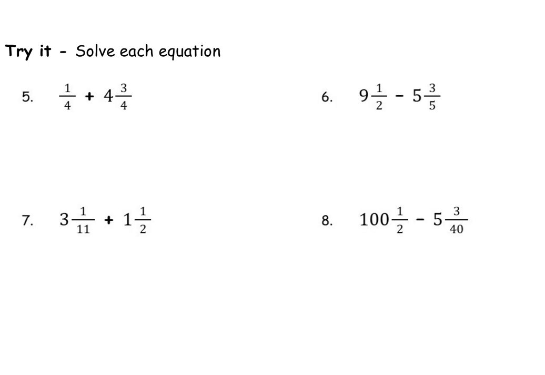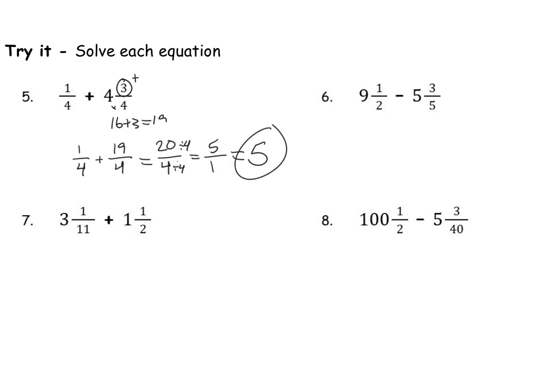All right, for the first one, 1/4 plus 4 3/4. Okay, I got to change this one really quick. 4 times 4 is 16, plus 3 is 19. 1/4 plus 19/4. Keep the denominator the same. 1 plus 19 is 20. 20/4, if we can simplify it, both of these dividing by 4, it's 5 over 1, or an answer of 5.